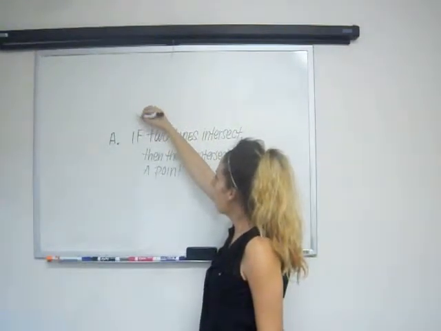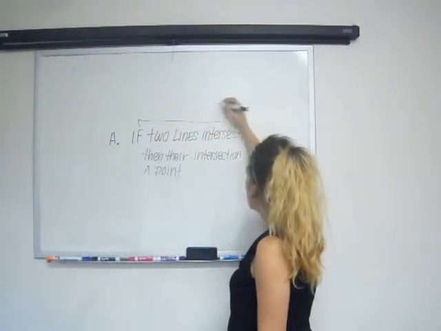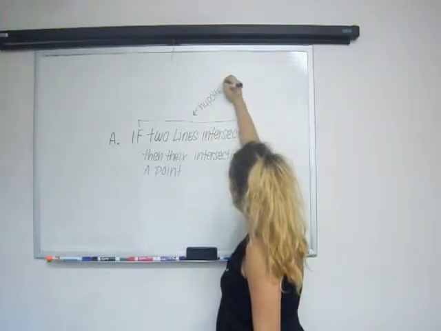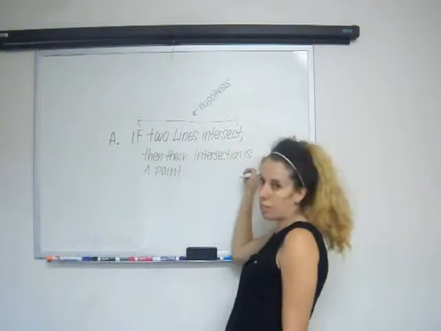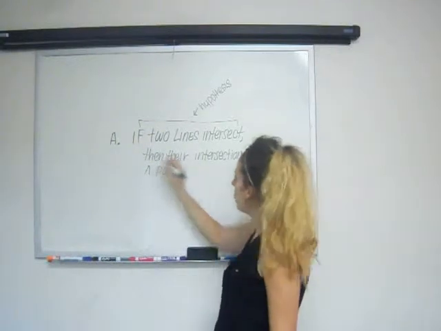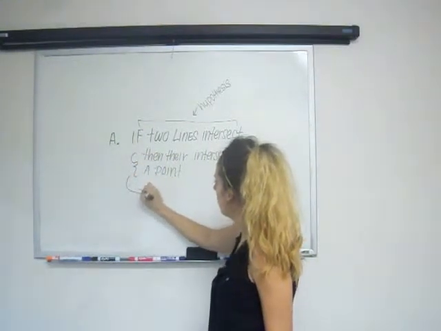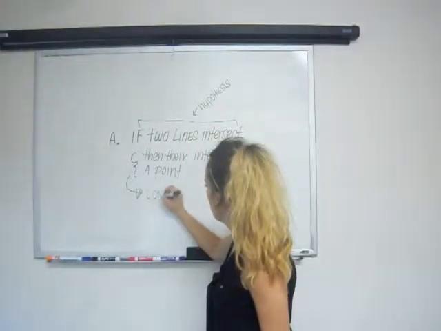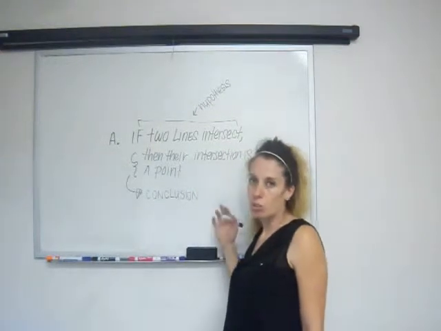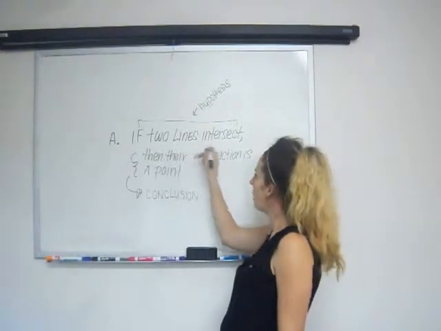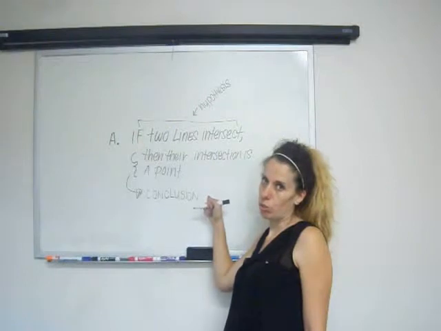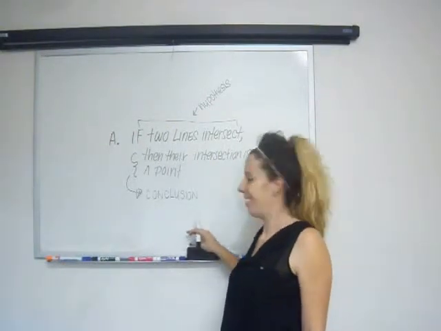So this is our hypothesis right here. If 2 lines intersect, and our conclusion is then their intersection is a point. And so this part right here would be our conclusion portion of this, okay? So if 2 lines intersect is our hypothesis, and then their intersection is a point is our conclusion, okay? Let's move on to example B.